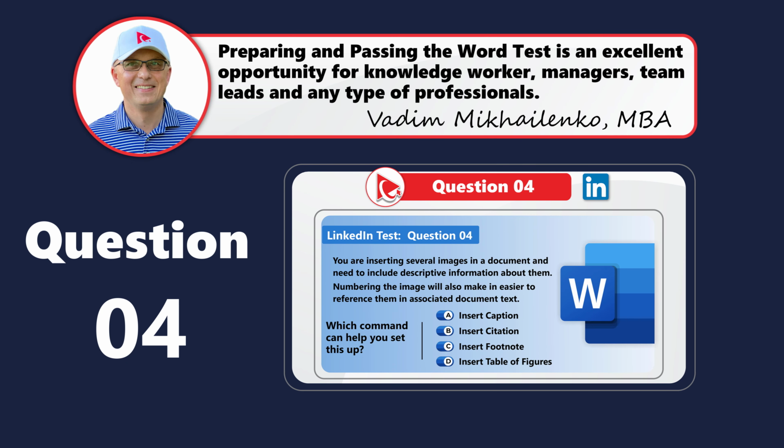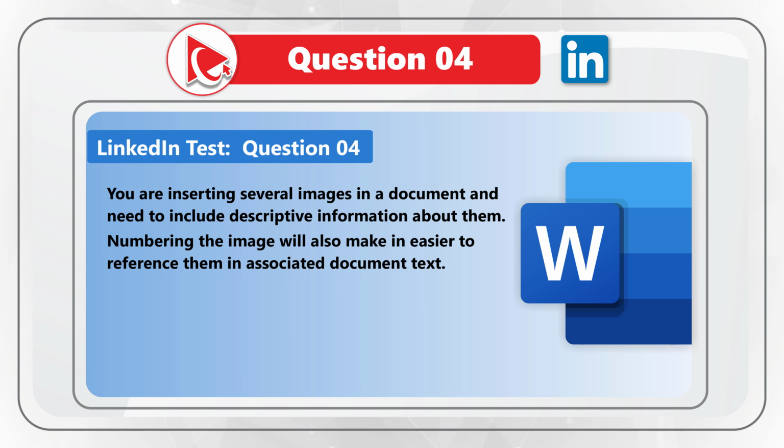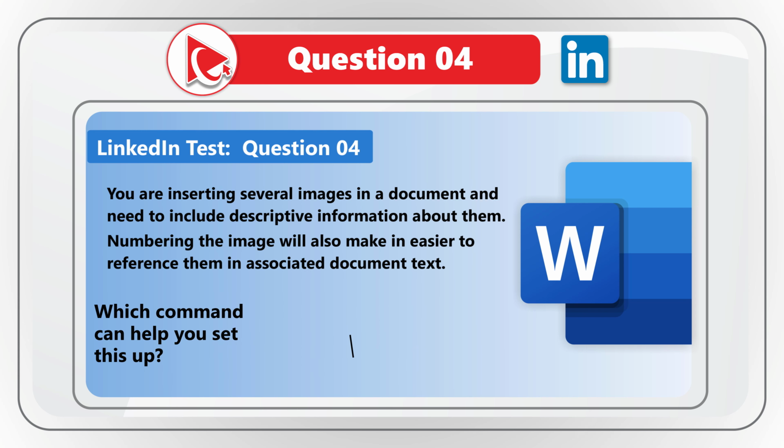And now let's look at question 4. You are inserting several images in a document and need to include descriptive information about them. Numbering the images will also make it easier to reference them in the associated document text. Which command can help you set this up? And you have 4 different choices.